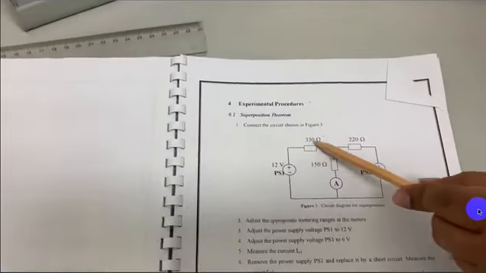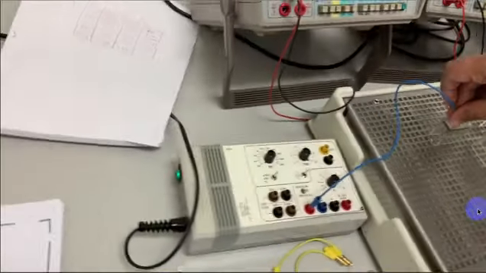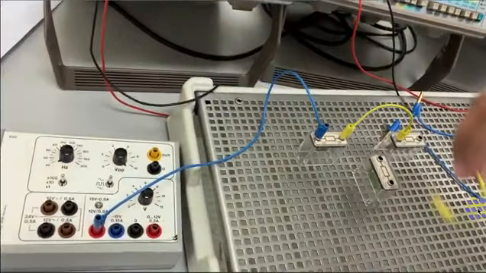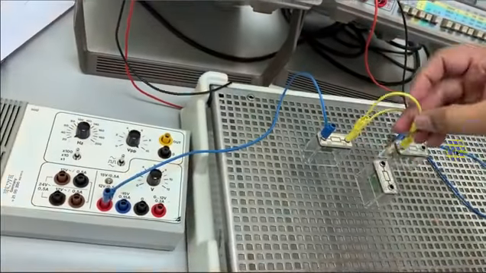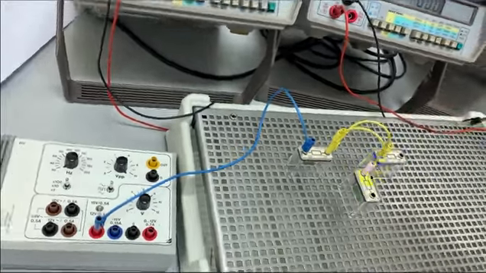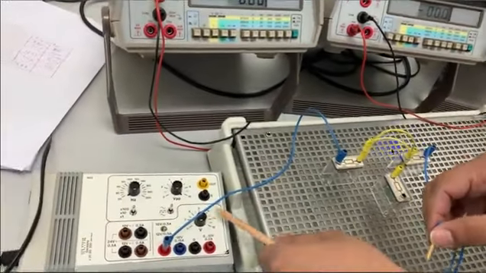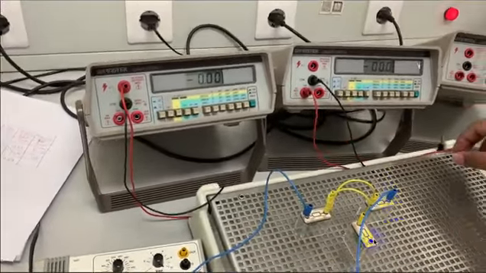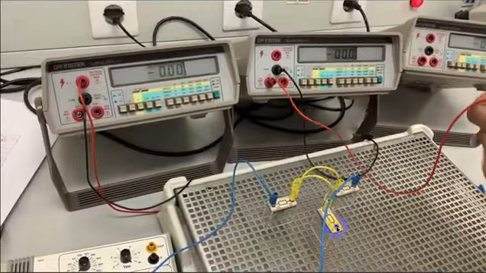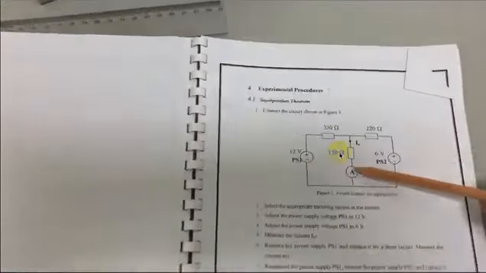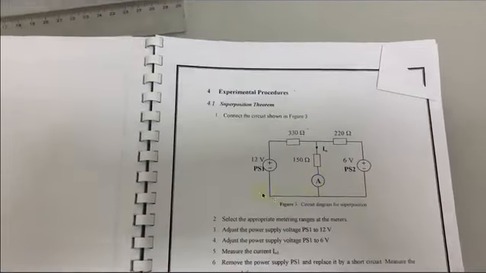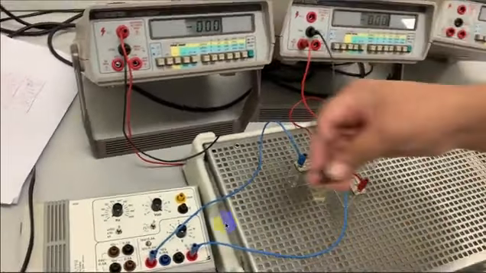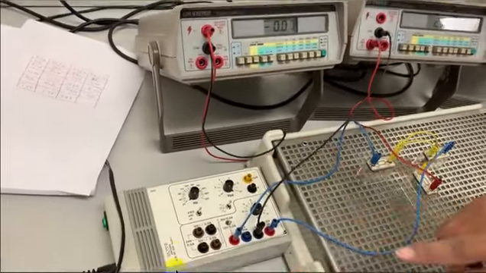12 volt is going to 330, and from 330 to 220. From 220 to 150, you can connect from any point from here to here. And from this point to the 6 volt. From here we are providing 6 volt to the 220, and we will connect the ammeter after 150. From 150 it is connected to the ammeter, and the other end of the ammeter is grounded, common. So this is the total circuit.